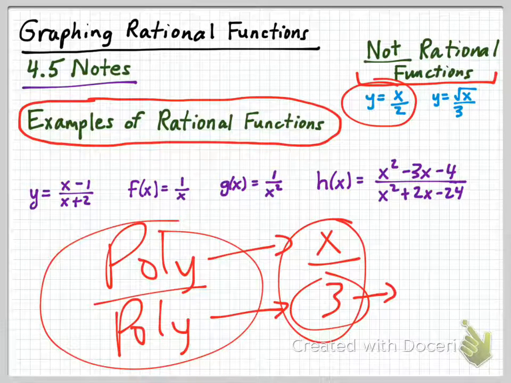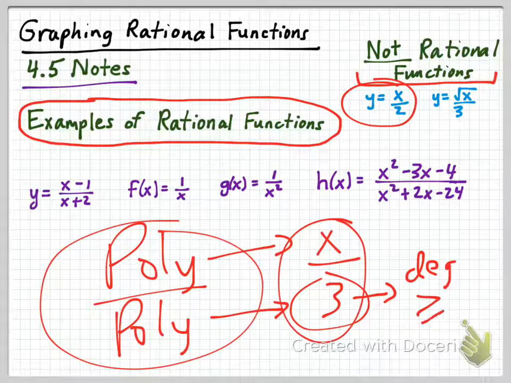The denominator must have a degree of 1 or higher. So the degree must be greater than or equal to 1. So that's what will make you a rational function. Okay, and also, remember, the exponents have to be whole numbers, and the coefficients have to be real.